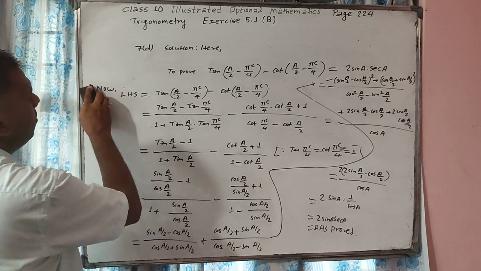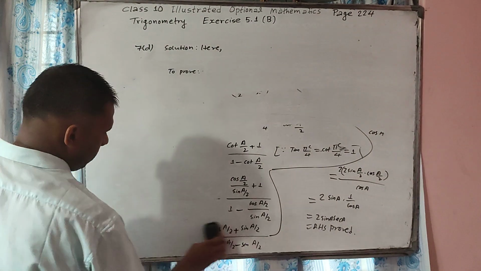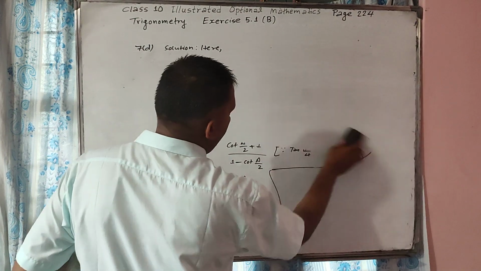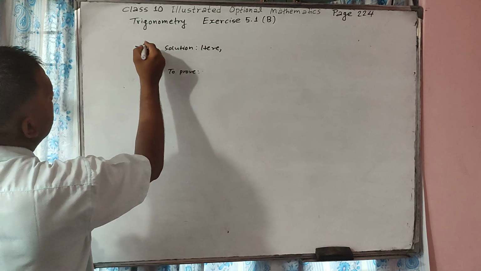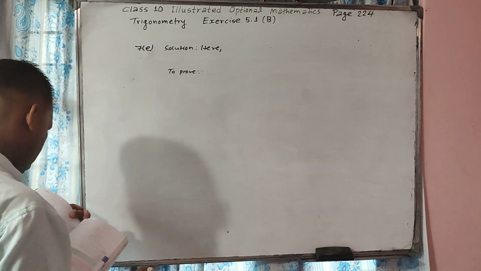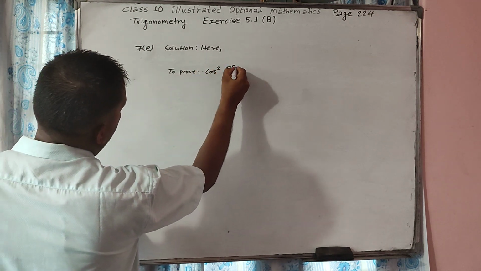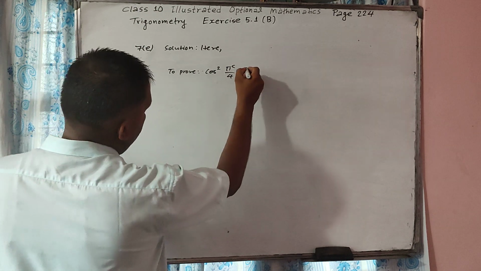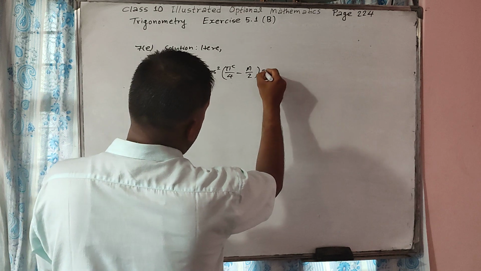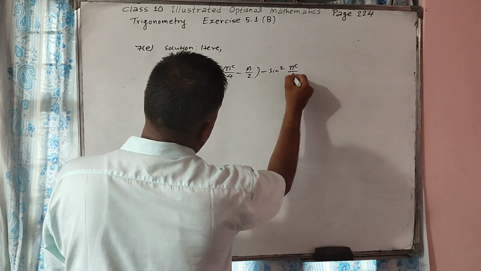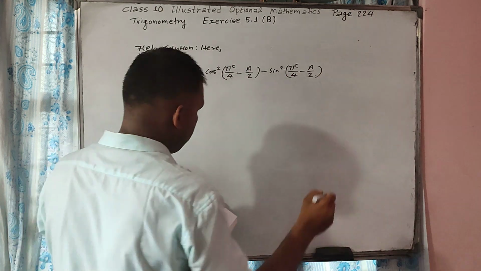Okay students, now next question, 7A. On 7A, you have to prove cos square pi divided by 4 minus a by 2 minus sin square pi divided by 4 minus a by 2 is equal to sin a.